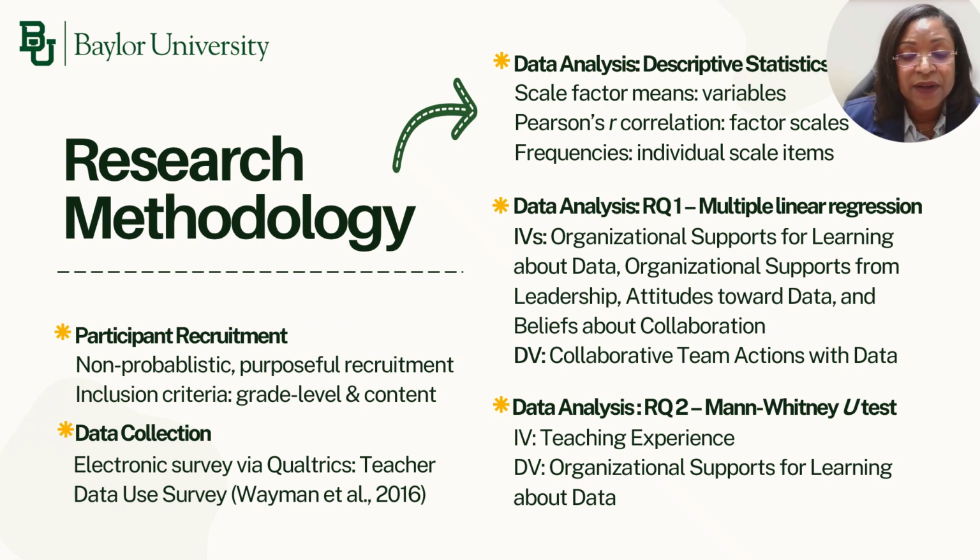My first analysis of inferential statistics is a multiple linear regression based on Wayman et al.'s 2016 theoretical framework. My 4 independent variables include 2 scales from organizational supports, supports for learning about data and supports from leadership, attitudes toward data, and beliefs about collaboration. My dependent variable is collaborative team actions with data. My second analysis of inferential statistics uses a Mann-Whitney U test to compare the median perceptions of organizational support for learning about data for 2 groups based on years of experience.